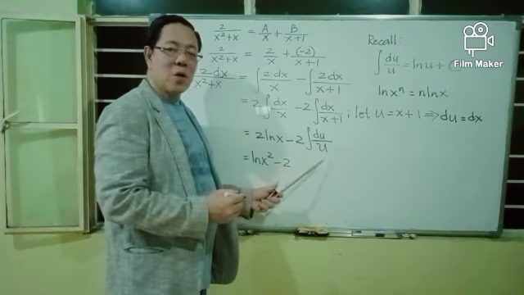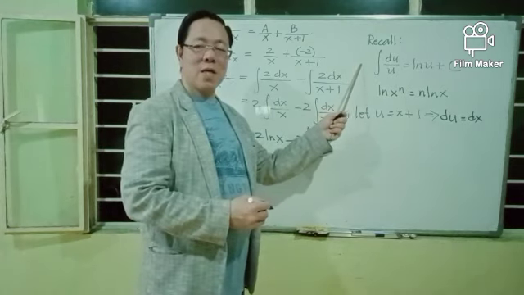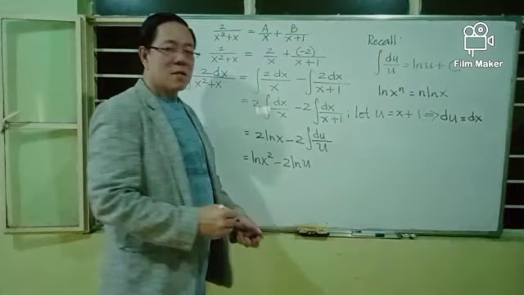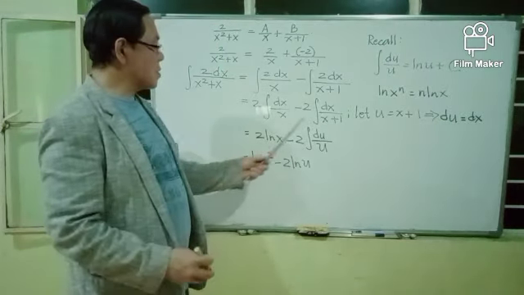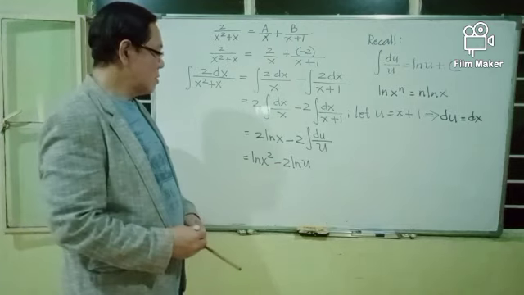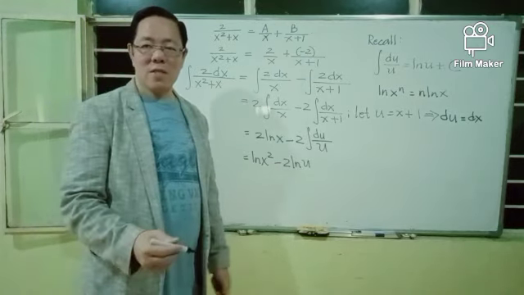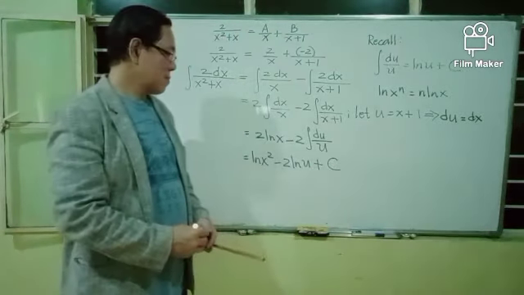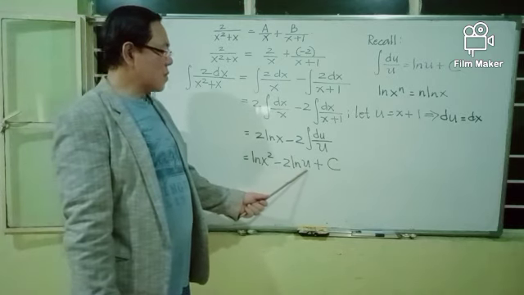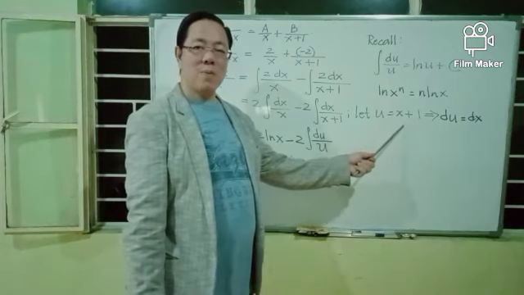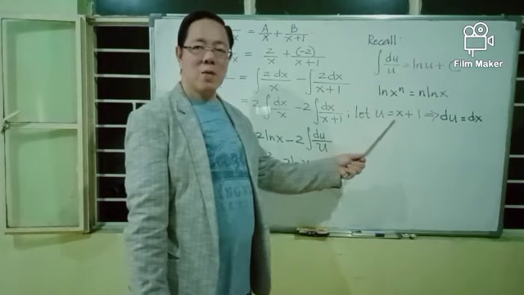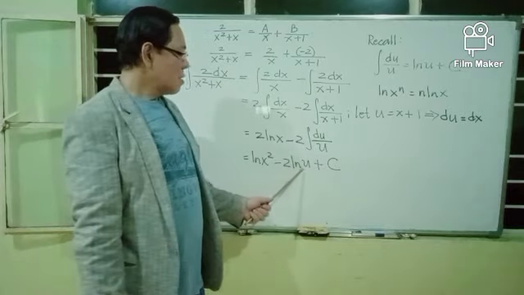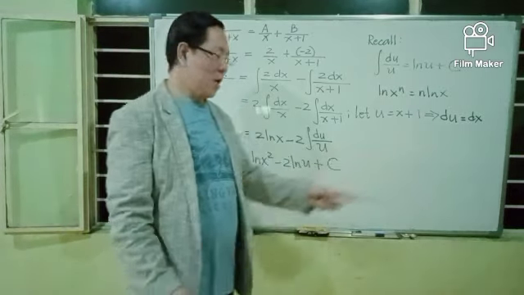The integral of du over u using this integration rule is ln of u. Since we are done with integrating both of the two integrals, we now write a constant term, plus c. And we have to replace u with x plus 1. We make use of this substitution, u equals x plus 1, and we have to write the answer in the original variable x. So we replace u with x plus 1.